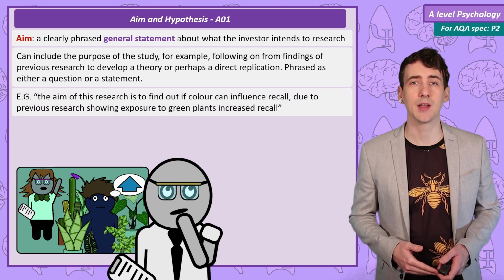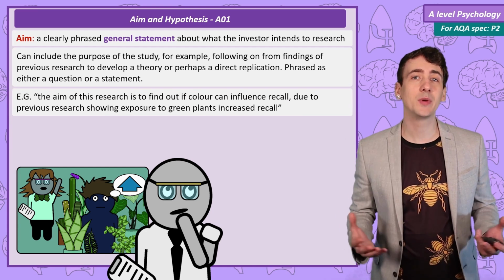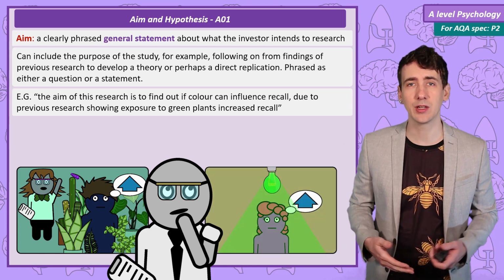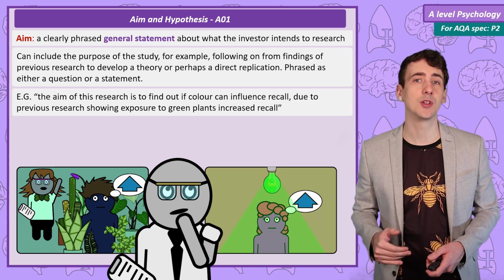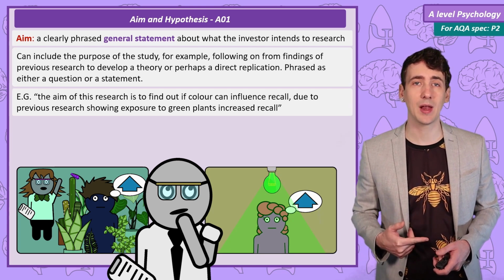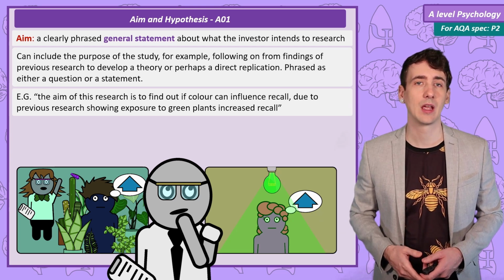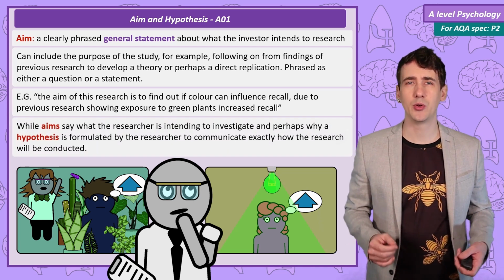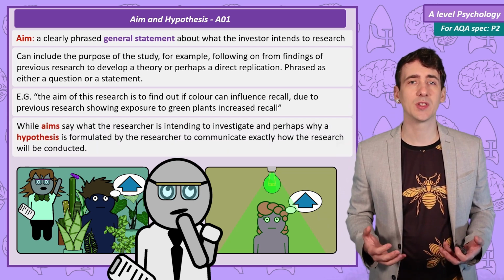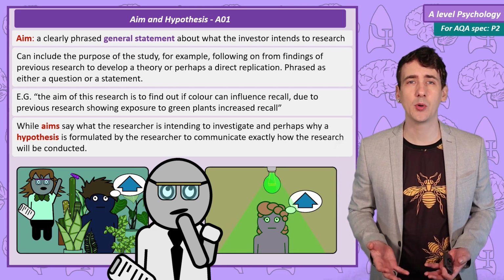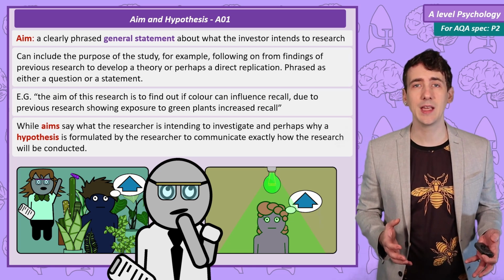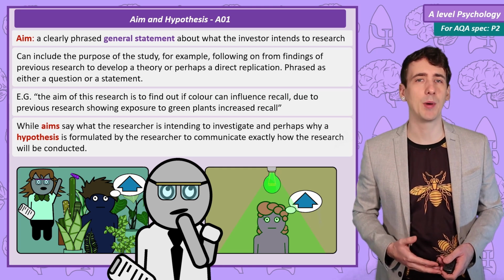We can phrase an aim as a question or a statement. So an example aim could be: the aim of this research is to find out if colour can influence recall. We can even add, due to previous research showing exposure to green plants increased recall. So with an aim, we know what we're studying, and perhaps why, but not how. We need to be more precise if we're going to conduct a study and importantly communicate to other researchers exactly what we're doing. So after our aim, we're going to make or formulate a hypothesis.